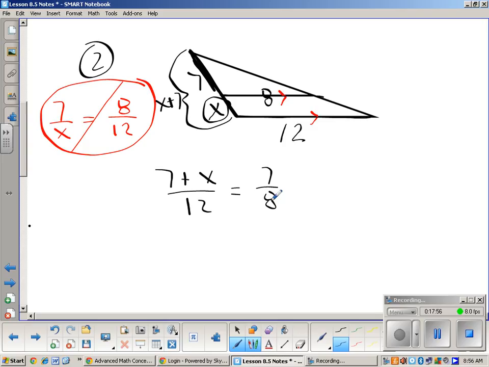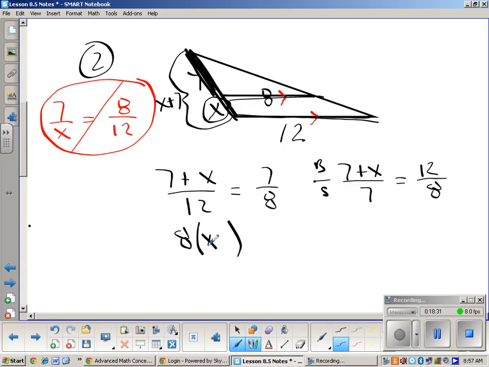I normally try to get you to go 7 plus x over 7 and 12. I went long side over 8. I went the full length of the big triangle to the full length of the little triangle, so big to small is my ratio. Big triangle to little triangle. So over here I'm going to go big triangle to little triangle. Either way, I'm going to get 8 times x plus 7 equals 7 times 12.